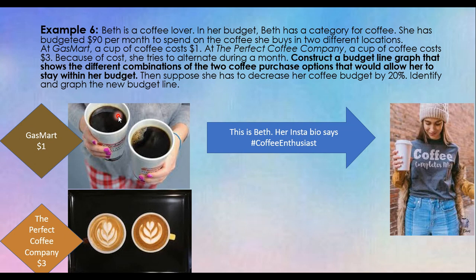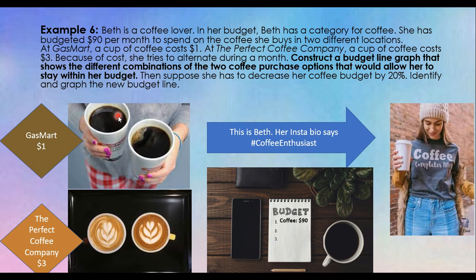And also, here's how extra Beth is. Here's her budget for coffee, $90. This is very Instagram aesthetic. It's kind of masculine. She's got her phone out. She's got her budget, a black cup of coffee, and of course a tree. But in all seriousness, let's figure out her budget line graph, and figure out some combinations that are going to allow her to stay within her budget.